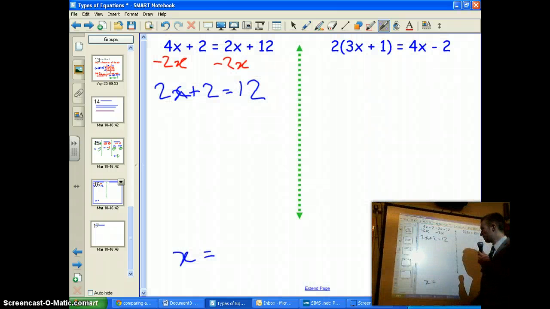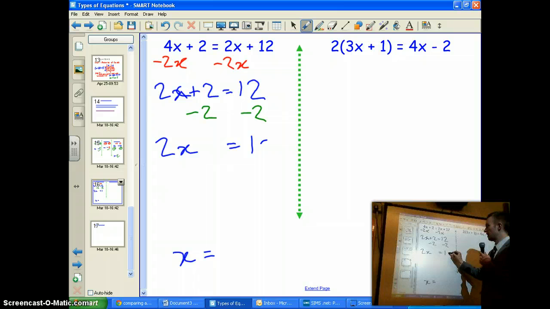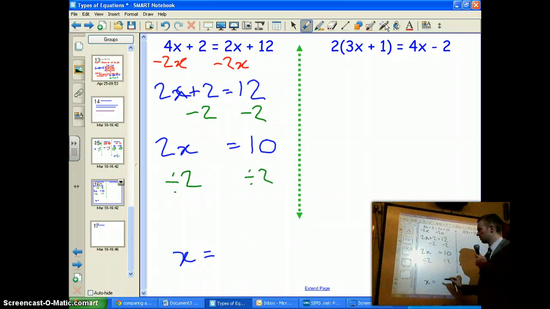So I want to take away this 2 from that side here to turn that into 0. So I'm going to take away 2 from there and take away 2 from here. That's going to leave me with just on the left hand side 2x, and then 12 take away 2 leaves me with 10. And so it's the same as before. All I have to do now is divide both sides by 2, divide both sides by 2, which leaves me with x equals 5. And I can double check my answer by plugging it in.